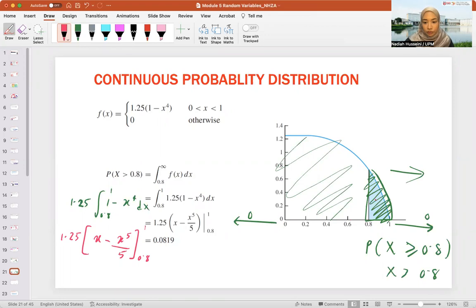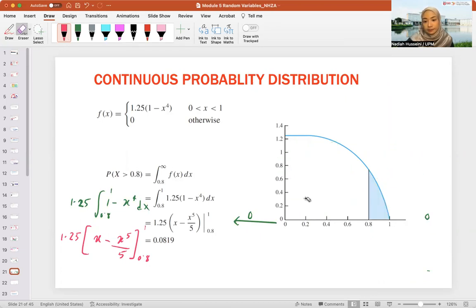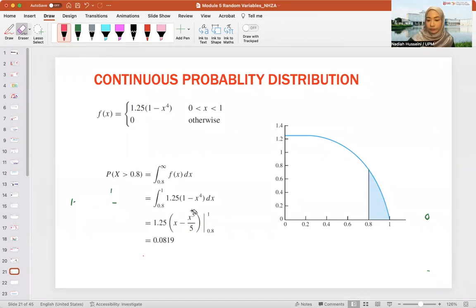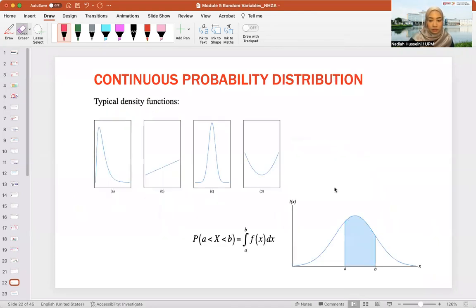0.0819. So this is what the portion is, 0.0819, which makes sense because the entire curve is 1. If you're only going to integrate a small portion of this, it should be a small number, right? So this looks right. Okay. So any questions about this one? Fairly straightforward, right? Just integrating.